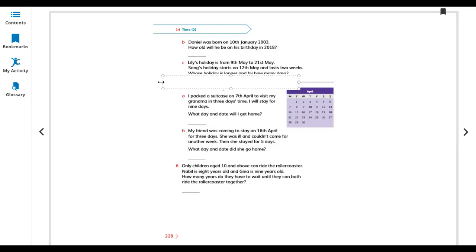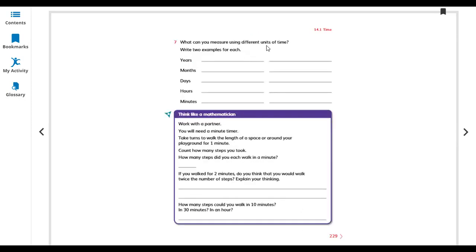Let's move to the next page. What can you measure using different units of time? Write 2 examples for each: for year, for month, for days, for hour, for minutes. What do you think?